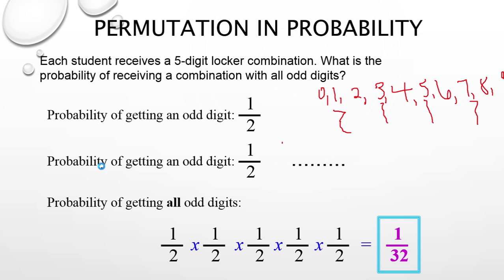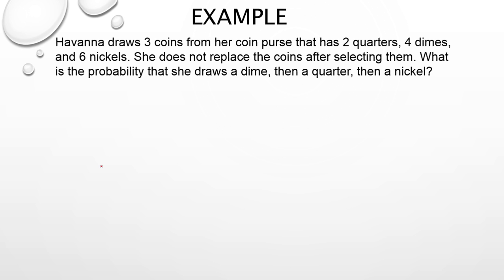Alright, so here's another example. Havana draws 5 coins from her coin purse that has 2 quarters, 4 dimes, and 6 nickels. She does not replace the coins after selecting them. What is the probability that she draws a dime, a quarter, and then a nickel?